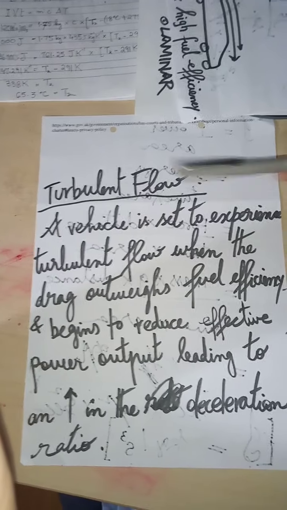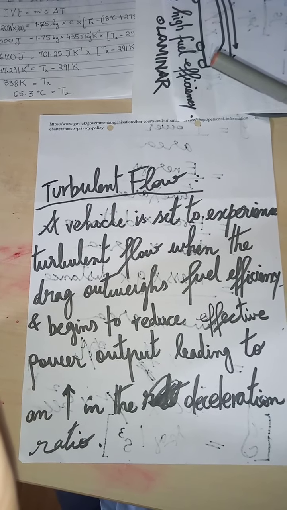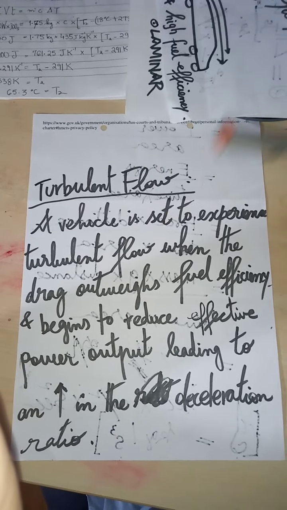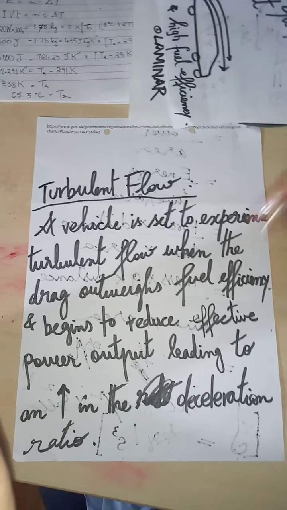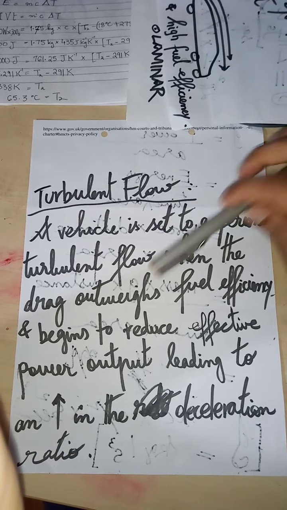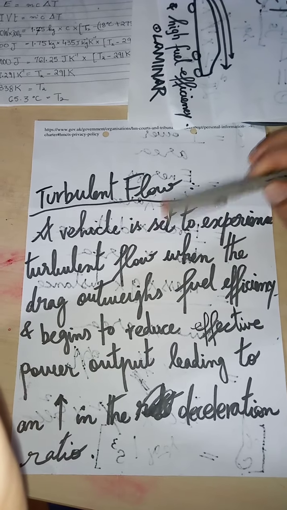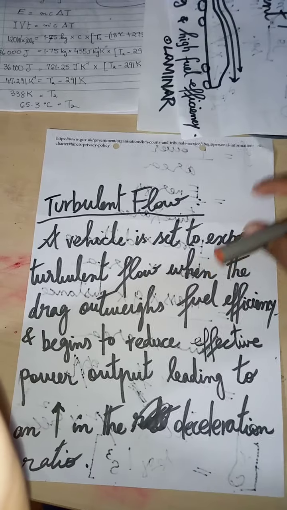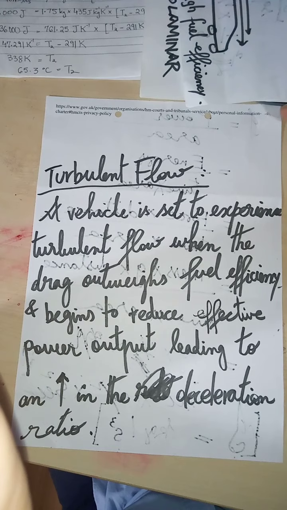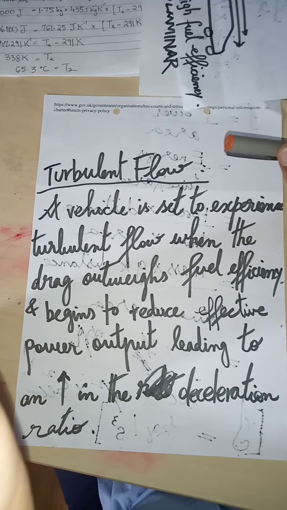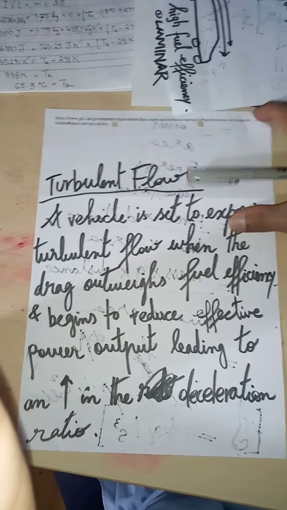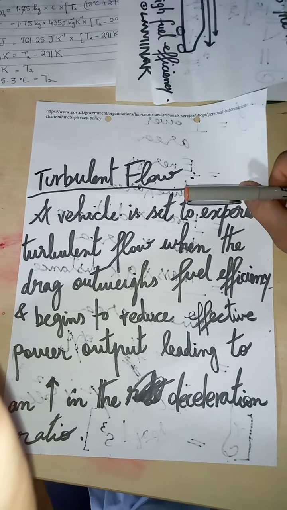And so a vehicle is set to experience turbulent flow, either in an aeroplane or a car, when the drag outweighs the fuel efficiency. It begins to overpower and burden the fuel efficiency beyond its means of transmission, and it begins to reduce the effective power output, leading to an increase in the deceleration ratio. So it would be quicker for the vehicle to come to a stop because the velocity is coming down at a far faster rate, or it's having to expend more energy to stay at the same velocity.